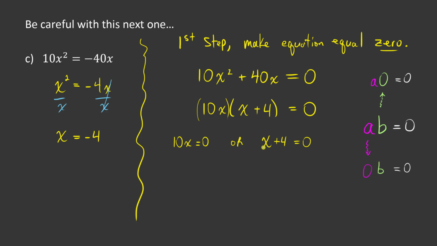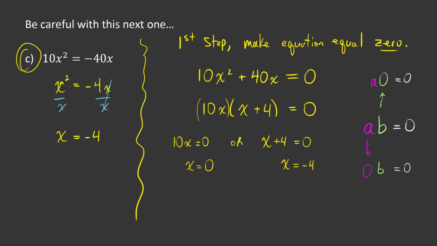And I can solve individually for these two different statements. This is just a linear scenario here and a linear scenario here. I can divide both sides by 10, which is super easy because 0 divided by 10 is just 0. And then I can subtract 4 from both sides, and I get x equals negative 4. And so now I actually have two solutions. I have the x equals negative 4 that I had when I did it the other way, but I end up with another solution that x is equal to 0. So there's two different ways that this original equation could be true.